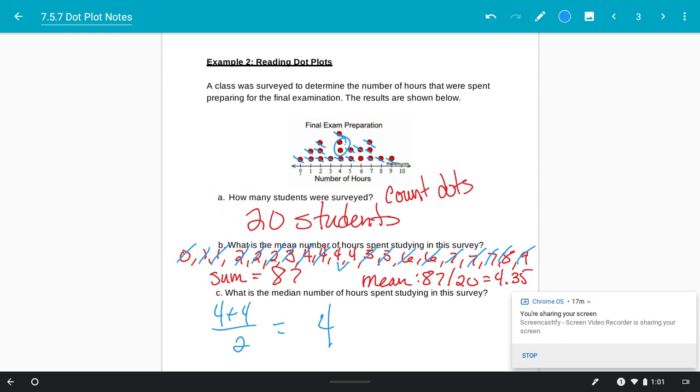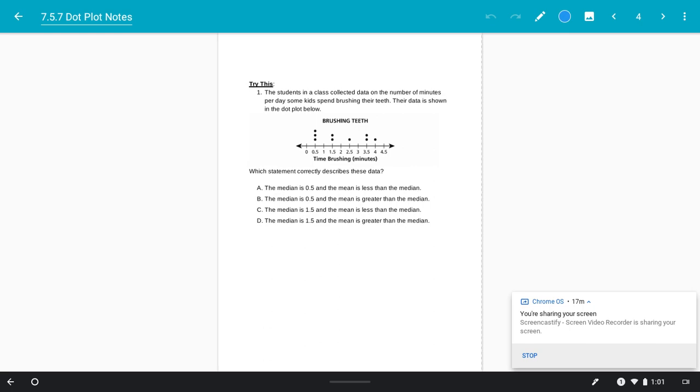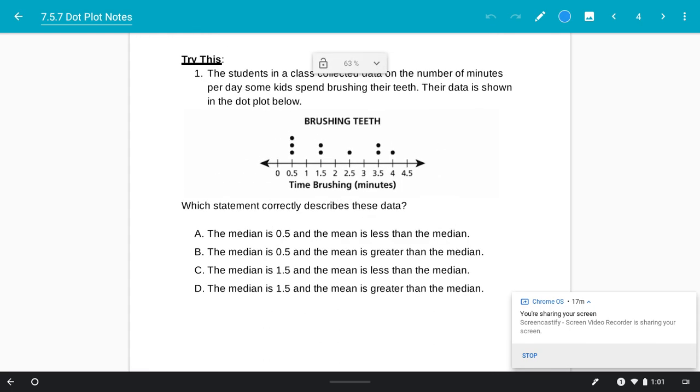All right, so let's look at one more example. The students in a class collected data on the number of minutes per day some kids spend brushing their teeth. Their data is shown in the dot plot below. So we have how long it takes them to brush their teeth in minutes, and then we have our dots listed out. So we see that there are 3 dots for half a minute, 2 dots for 1.5 minutes, 1 dot for 2.5 minutes, 2 dots for 3.5 minutes, and 1 dot for 4 minutes. And we want to know which statement correctly describes these data.